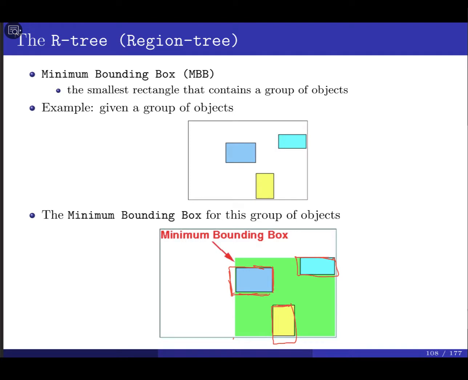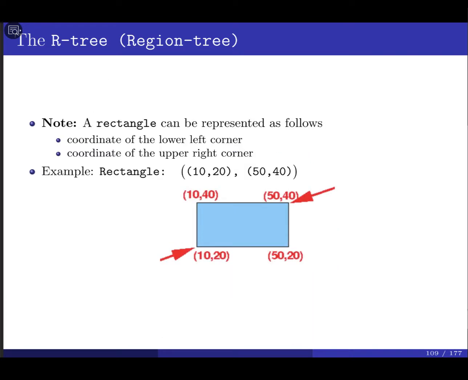Okay, so it looks like we need to use a rectangle. The question here: how can we represent this rectangle? We need a set of points to help represent it. We don't need 4 points; 2 points are enough. I need the coordinates of the lower left corner and the coordinates of the upper right corner. Those 2 points are enough to represent any rectangle.